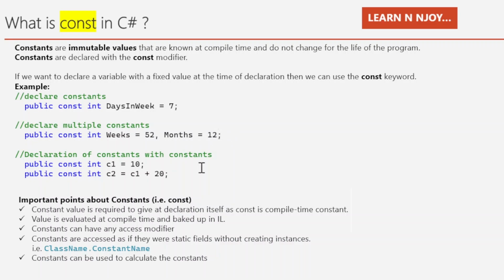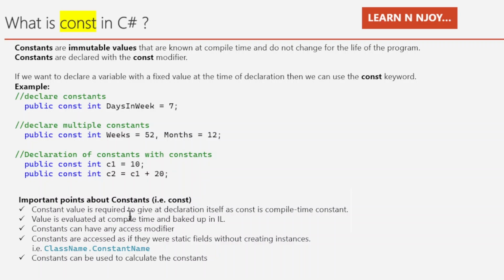We can also declare a constant with a constant, and that's what I have written. Public const int c1 is equal to 10, public const int c2 is equal to c1 plus 20, and in c2 values I have written c1 plus 20. So that's valid to write like this. Now we understood what is const in C#. Let's focus on the important points about the constant, that is the const.